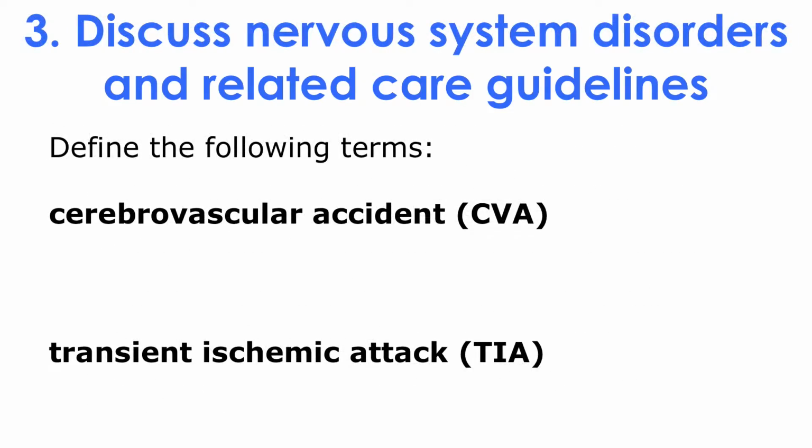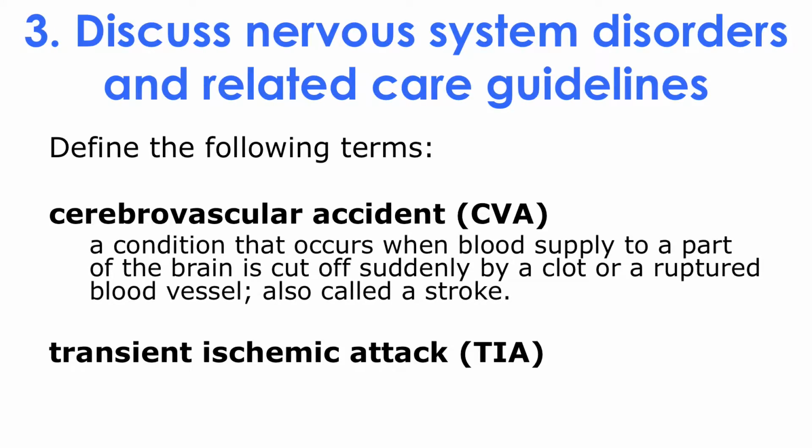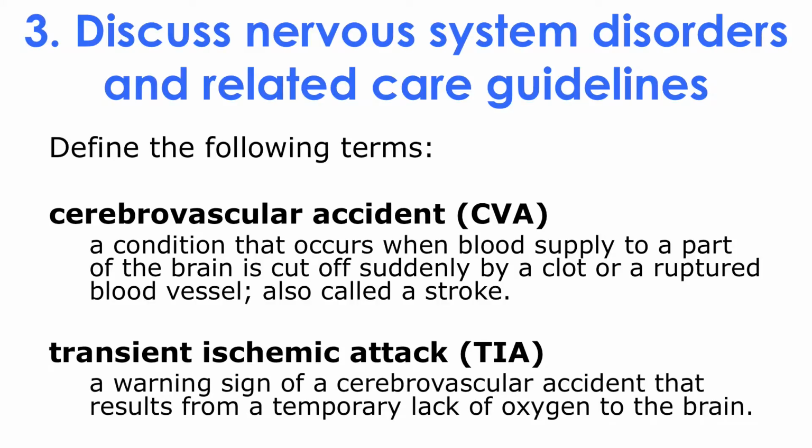All right, let's go to the third aspect of possible disorders, and this would be your nervous system disorders. So we're going to talk about a CVA or a TIA. You've probably heard this in medical dramas and medical shows, seen in doctors' shows as well. A CVA is known as cerebrovascular accident. Pretty much, it's that condition that occurs when the blood supply to a part of the brain is cut off suddenly by a clot or a ruptured blood vessel. What it really is known as is a stroke. The TIA, on the other hand, is a transient ischemic attack. It's that warning sign of a possible cerebrovascular accident that results from a temporary lack of oxygen to the brain, or a mini stroke pretty much. CVA is a stroke, a TIA is a mini stroke.